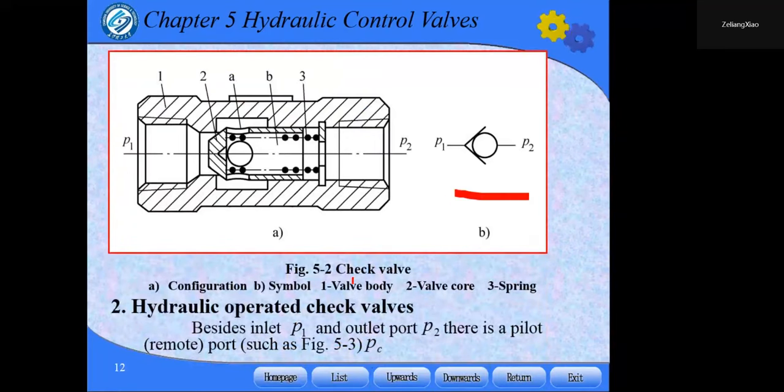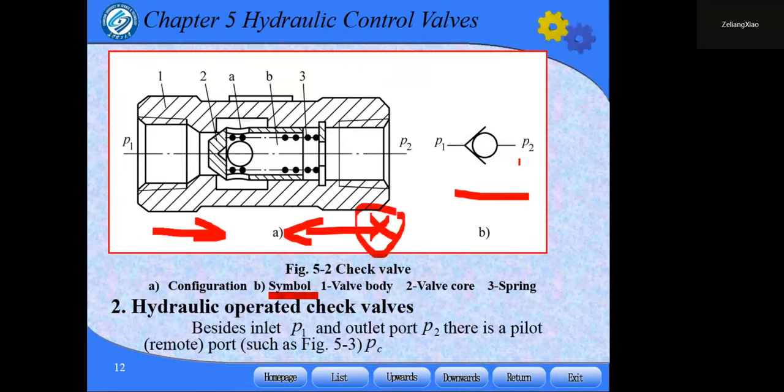This is the symbol of the one-way check valve. The pressure oil can only go through in this direction and can't go through in this direction. Firstly, we can see the components. One is the valve body, and two is the valve core. And this second is the spring.